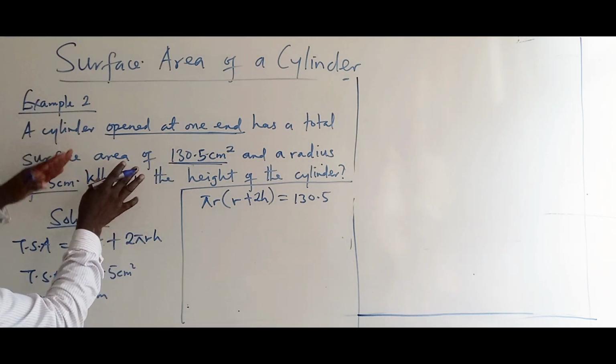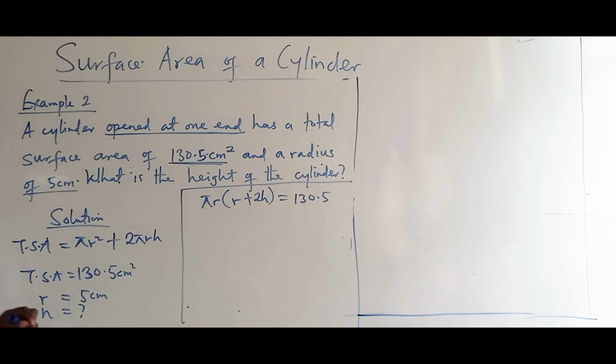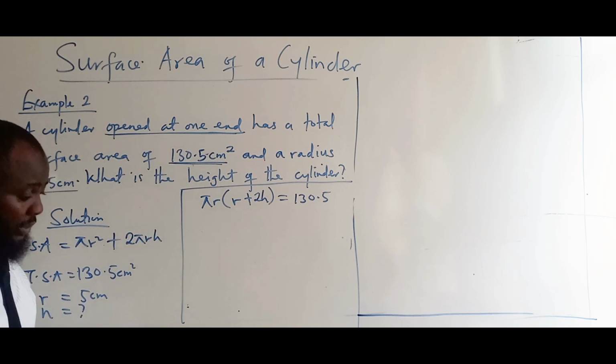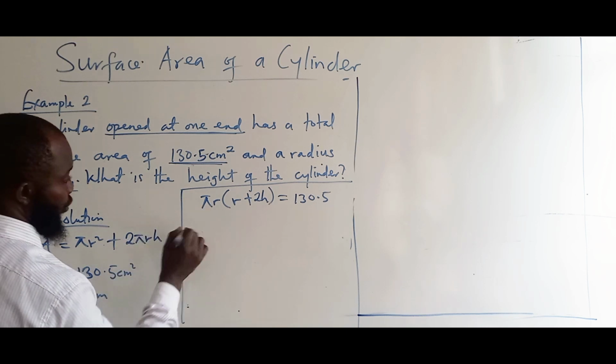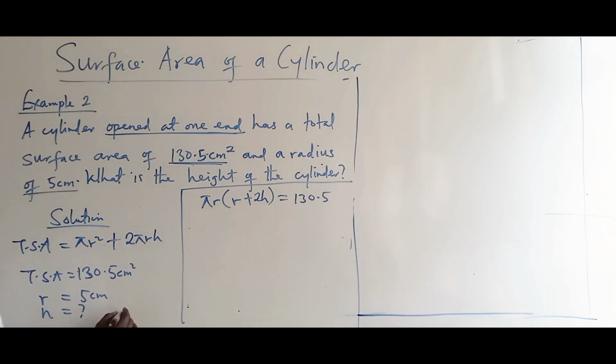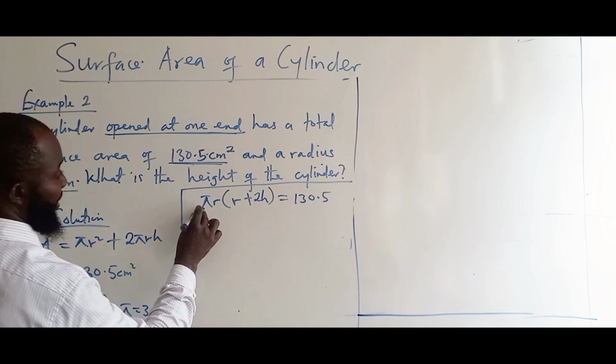We're not given the value of pi, so we can use any value you want: 22/7, 3.14, 3.142. Whichever one you use will be correct. Here, let me use 3.14 for my pi. So let me put pi equals 3.14.